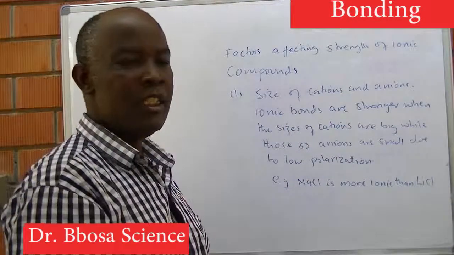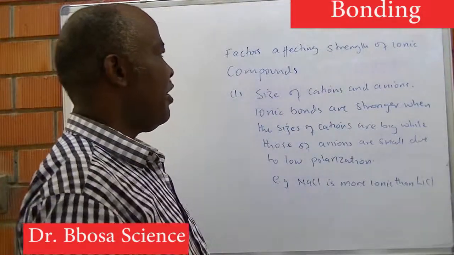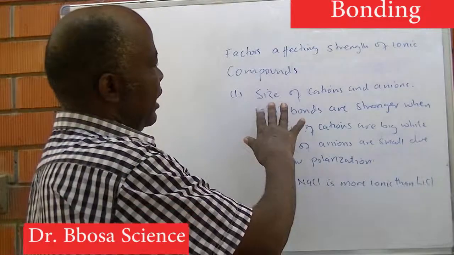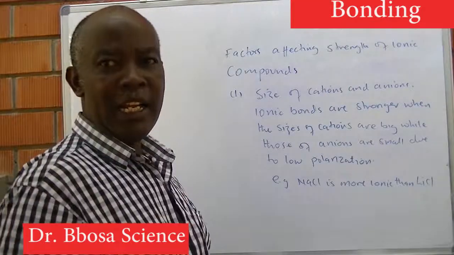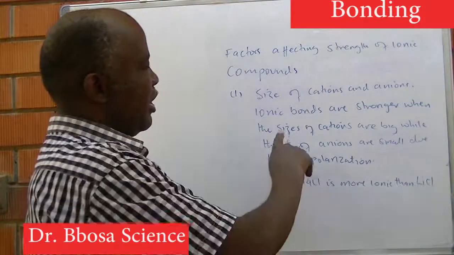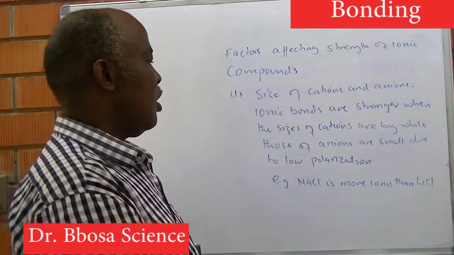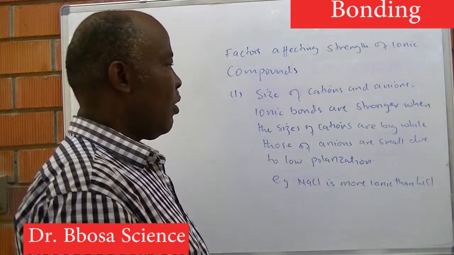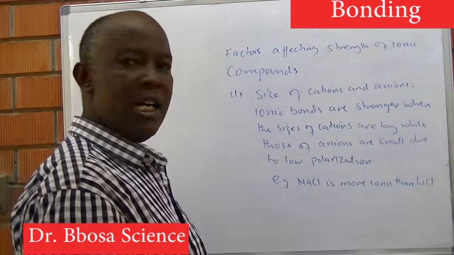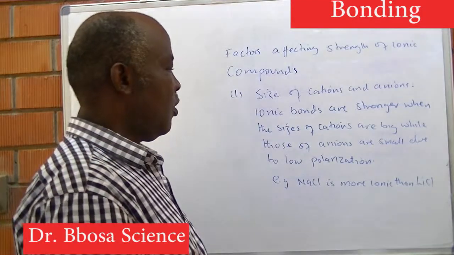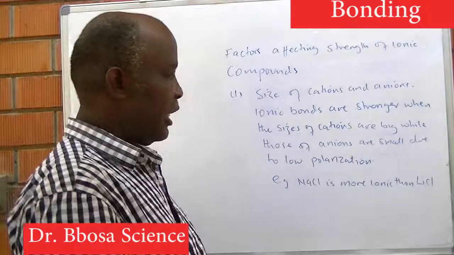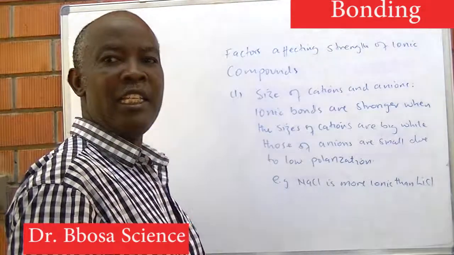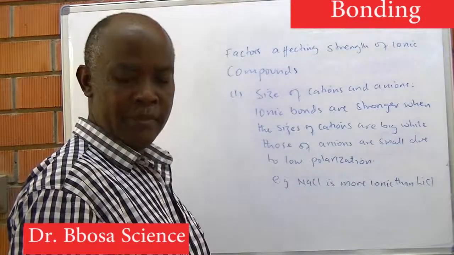Factors affecting strength of ionic compounds. 1, size of cations and anions. Ionic bonds are stronger when the size of the cations are big, while those of the anions are small, due to low polarization. For example, sodium chloride is more ionic than lithium chloride.